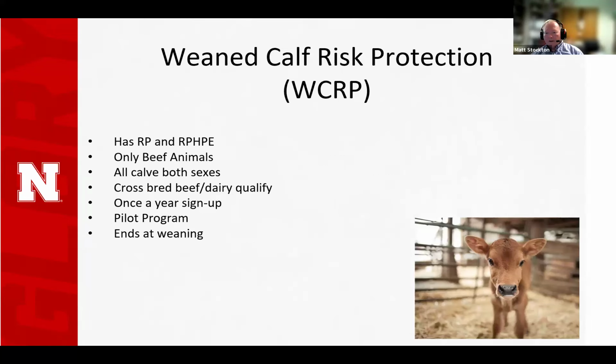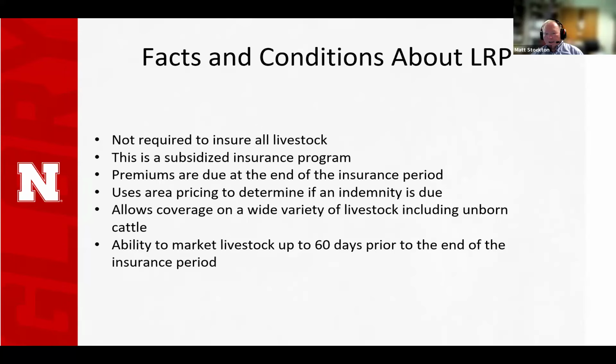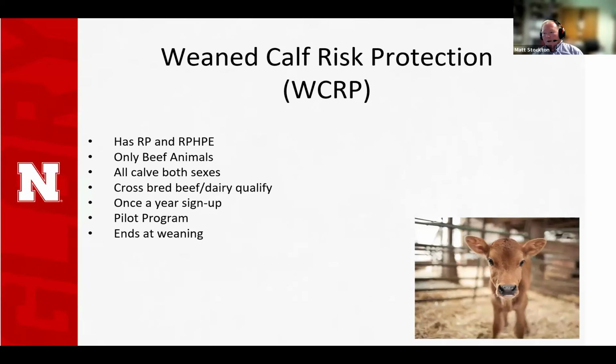All right, and there are other rules and stuff, and you can get into the details, and you need to talk to insurance people. The idea here is to give you some general ideas about things that you might be considering. All right, so wean calf risk protection. This is a brand new product. This product is in Nebraska, actually, and it's an interesting product because it also has revenue protection. So there are price things that it can cover as well.